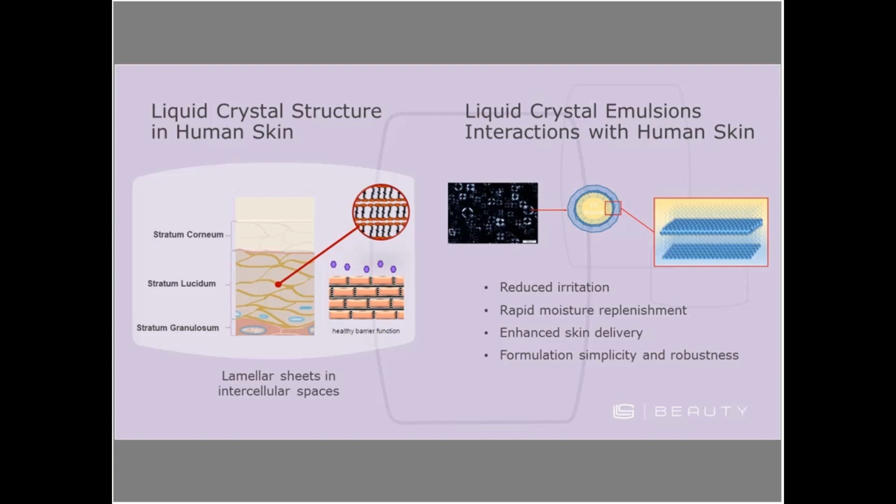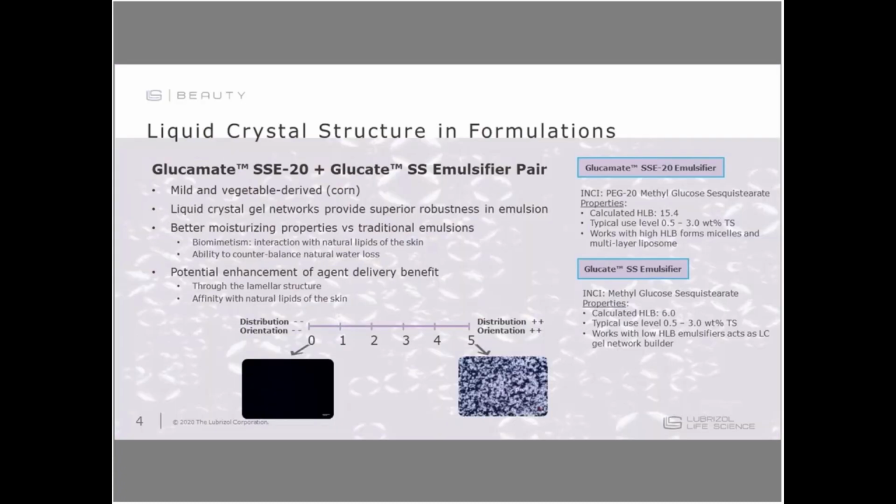To formulate the liquid crystal structure in formulations, this pair of emulsifiers presented on the screen, Glutamate SSE20 and Glucate SS emulsifiers, lead to optimal and robust liquid crystal structures. Both are naturally derived from corn, and when used together, they create liquid crystals that look like crosses under a polarized microscope, as seen in the bottom right image.